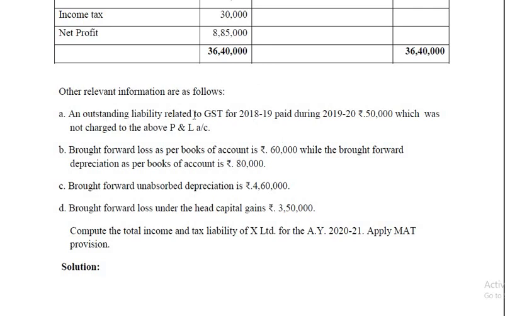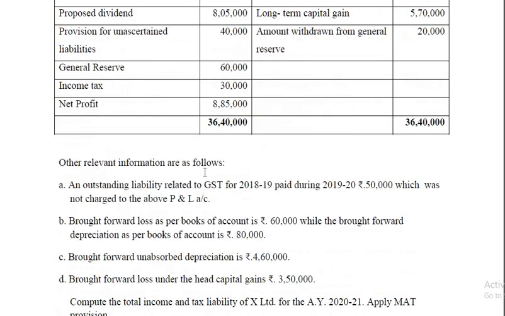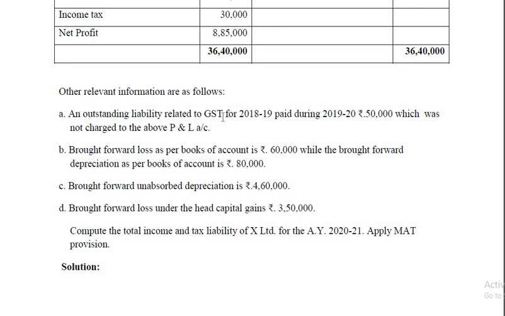An outstanding liability relating to GST for 2018-19 paid during the year 2019-20 is 50,000, which was not charged to the profit and loss account given above. That means it is deductible on payment basis. So it is not included in this profit and loss account. It's relating to last year, so it is allowed as a deduction on payment basis. So 50,000 is deductible while computing business income.